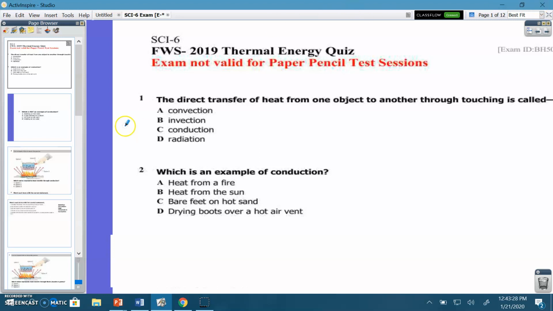All right. Number 1, the direct transfer of heat from one object to another through touching is called A, convection, B, invection, C, conduction, or D, radiation. Number 2, which is an example of conduction? A, heat from a fire, B, heat from the sun, C, bare feet on hot sand, D, drying boots over a hot air vent.